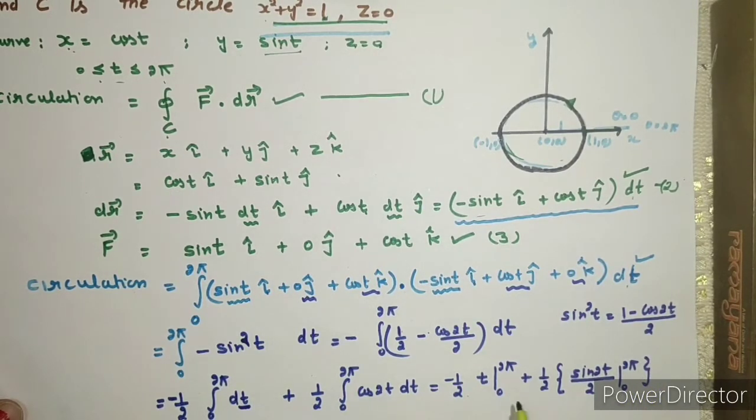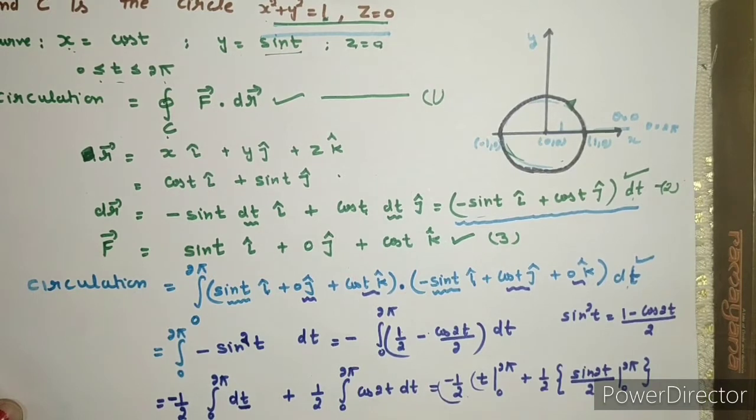And this gives, see, minus 1 by 2 is outside. In place of t, what will you put? 2 pi minus 0. Okay, this will become 1 by 4.